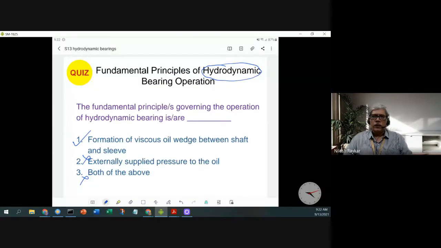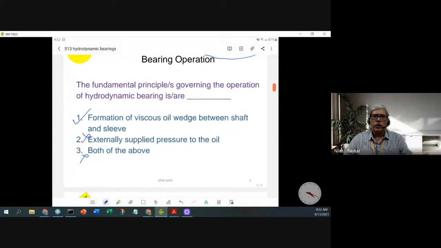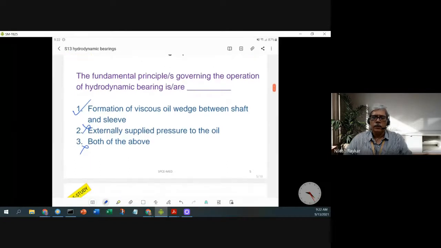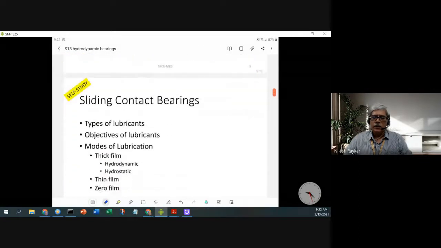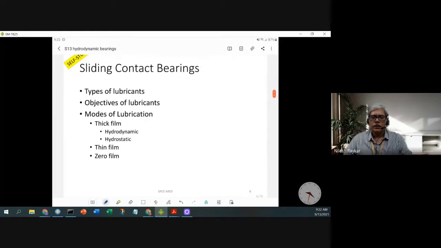Okay, so we got some exposure to the hydrodynamic bearing. As we have seen, there are three important components: the shaft or the journal, the sleeve, and the lubricant. In the next lecture, we'll see more details about this, but at present we'll just have an overview.